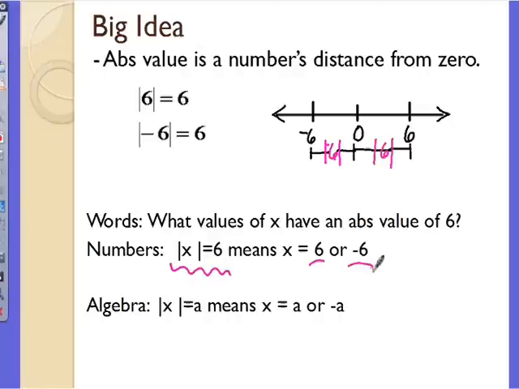Algebraically, if it's true for 6, it must be true for a whole bunch of other things too. So for any real number a, the absolute value of x equals a means that x either equals a or -a, so a or its opposite. So you should now have all 4 of those boxes filled in, the top half there of page 29.